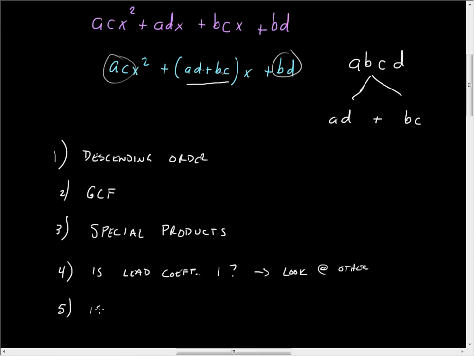Okay, 5 is lead coefficient not equal to 1. If it is, stay here. You're going to use grouping. The beautiful thing about this is my sign technique still works.